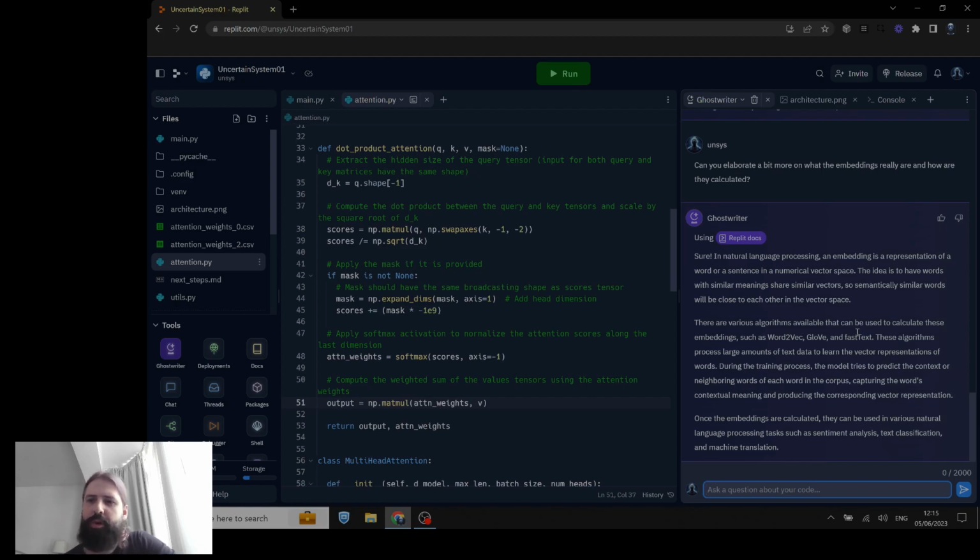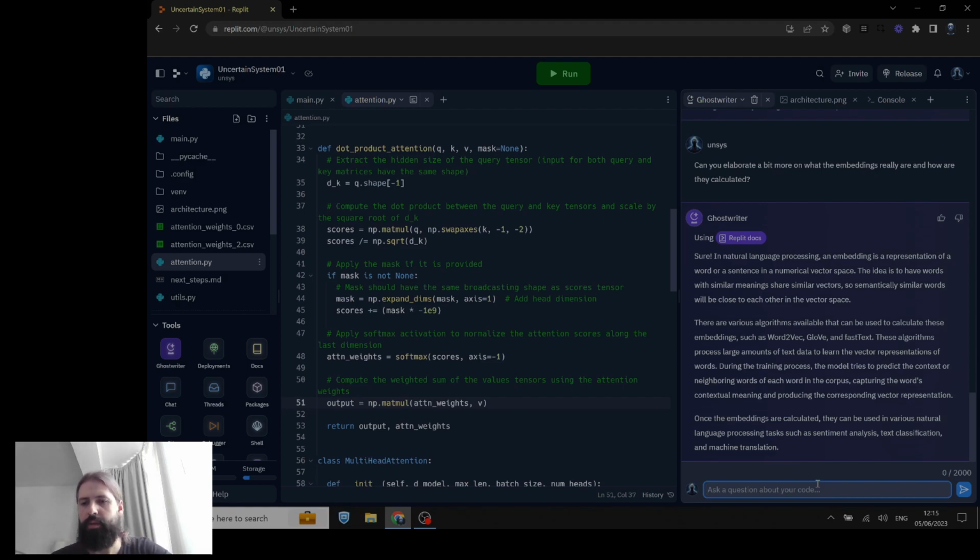Sure. In natural language processing, an embedding is a representation of a word or a sentence in a numerical vector space. The idea is to have words with similar meanings share similar vectors. So semantically similar words will be close to each other in vector space. Okay, so this means this is something that I need to pre-calculate. So this is indeed the vocabulary.